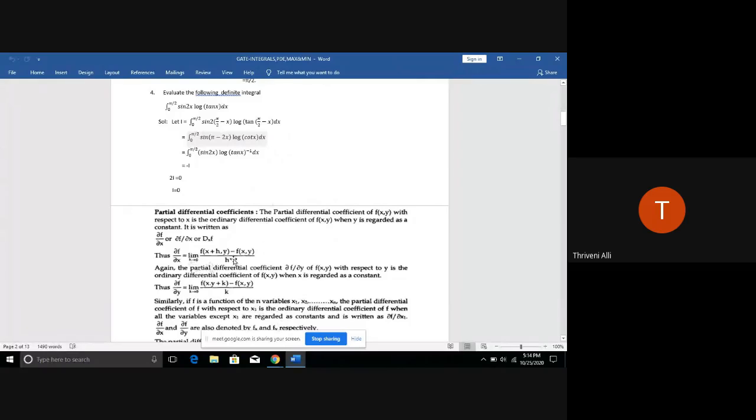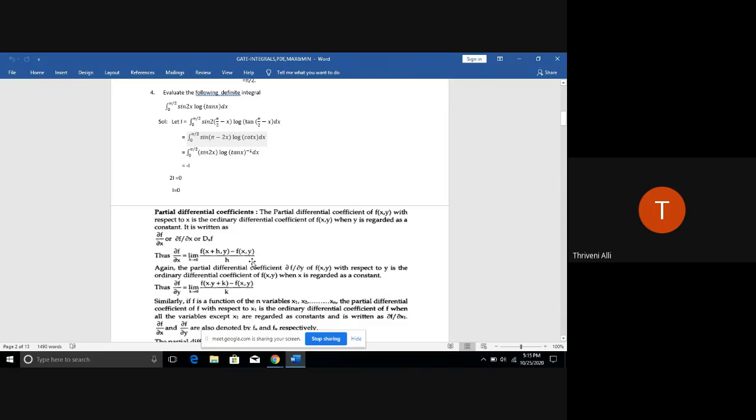Okay. So our second topic is partial derivatives. So first we have to know the definition of partial differential equation. So what is meant by partial differential equation? An equation which involves one dependent variable and its derivative with respect to one or more independent variables. It is called a partial differential equation.